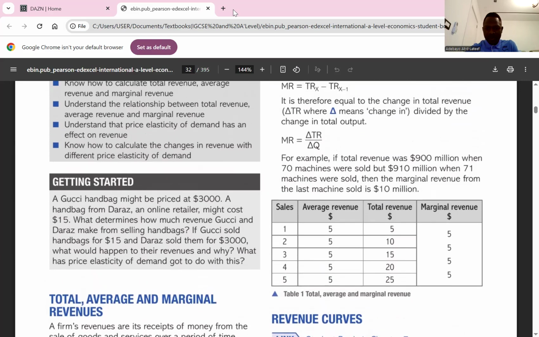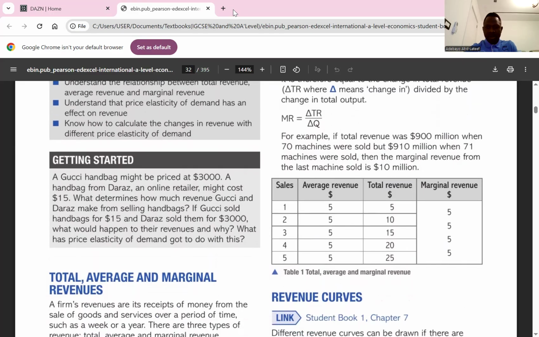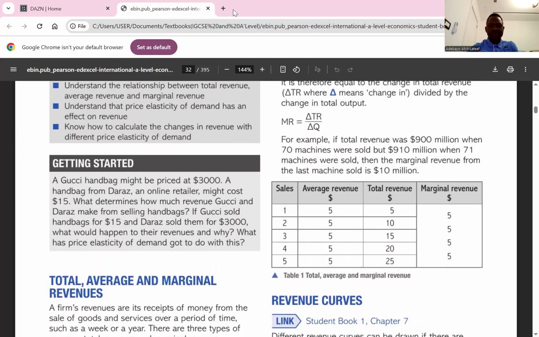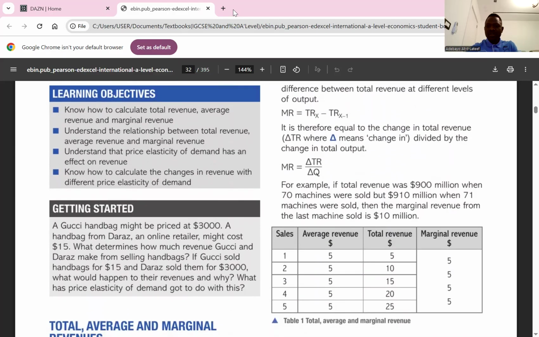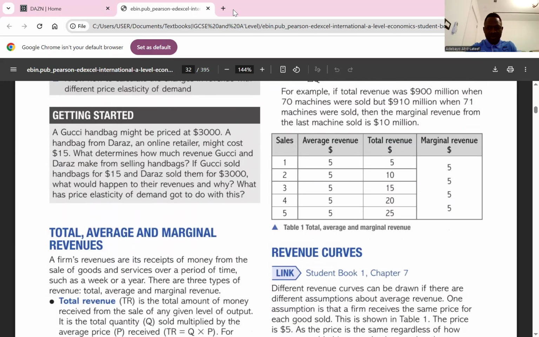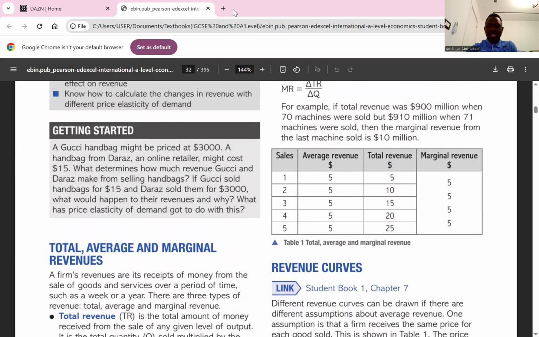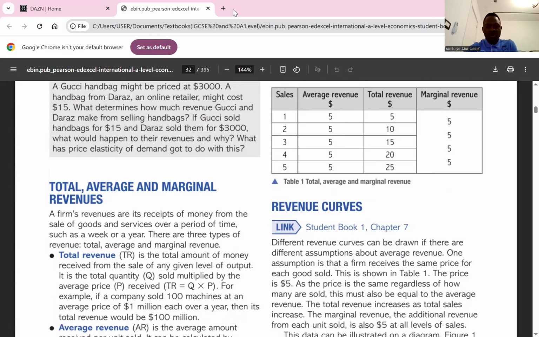So look at, we have table 1 here. Are you with me? Yes. For table 1, we have the sales, the average revenue, the total revenue, and the marginal revenue. I told you that total revenue is price multiplied by quantity sold, right? So here, let's say, for example, total revenue. These are sales, this is average revenue, and this is the total revenue. For one sale, that means the price of this product, let's assume it's 5.